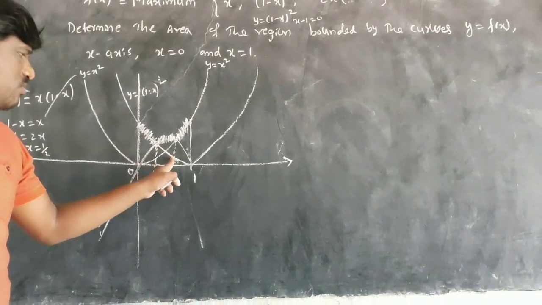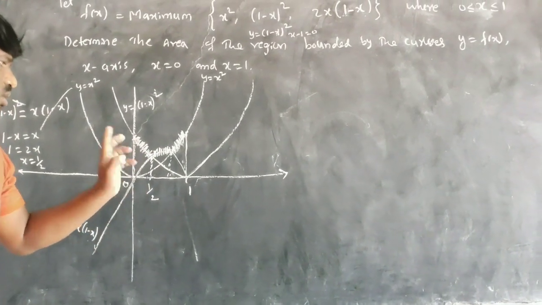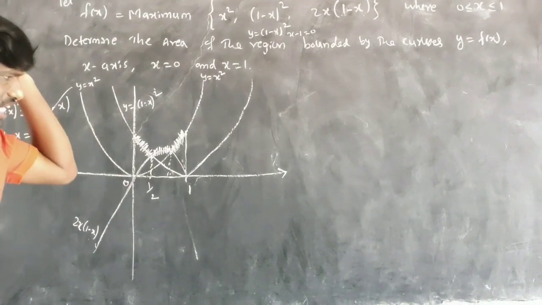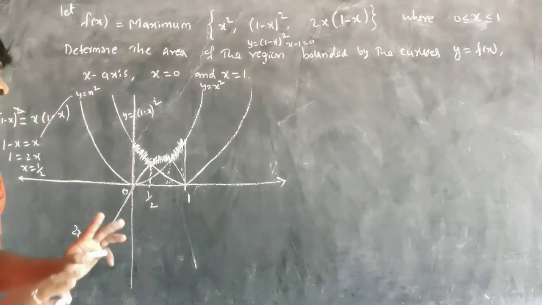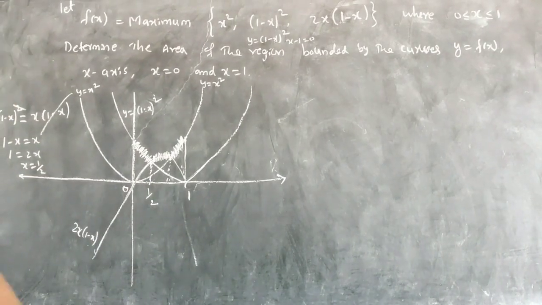In the previous such situation, what was happening in this triangle? I directly find half into base into height. Here there is no triangle, so you have to do integration only. There is no triangle formula. You have to do integration. How to do integration? Now I will explain.